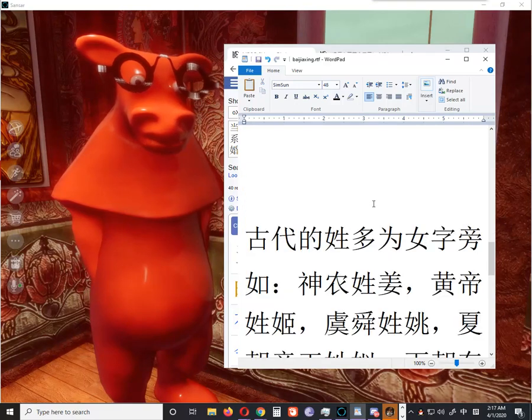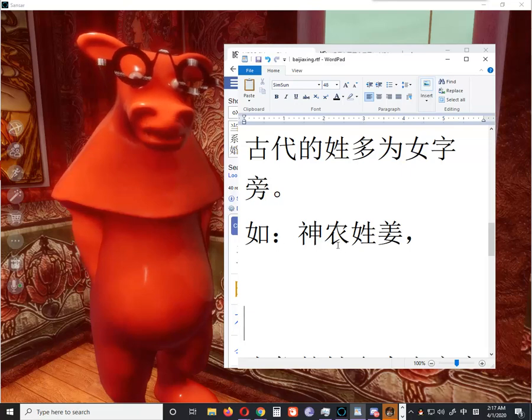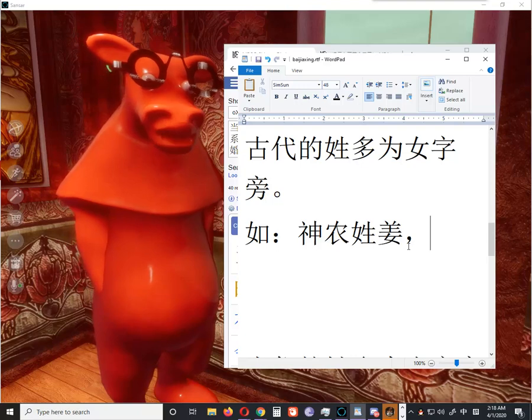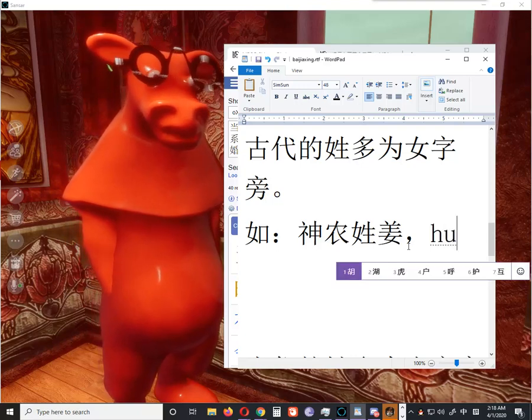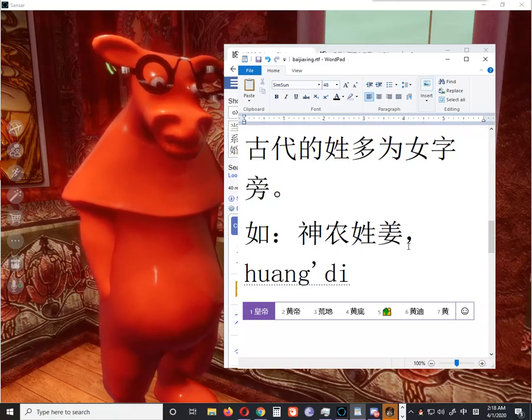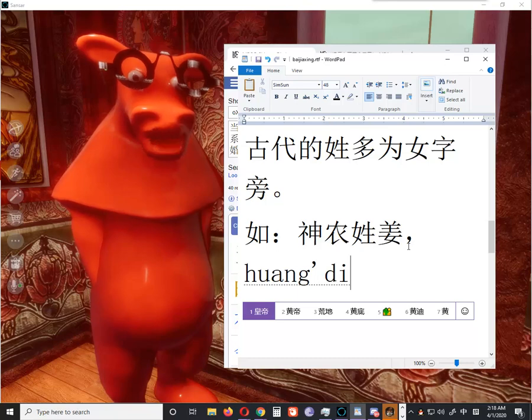Okay, I'm going to have to delete that. Okay, now where were we? Our first example was 神农姓姜. Now the next one is Huangdi Xingji. Let's see if I can write this out. Huangdi. Now, you notice, okay, two things come up here when I type Huangdi.